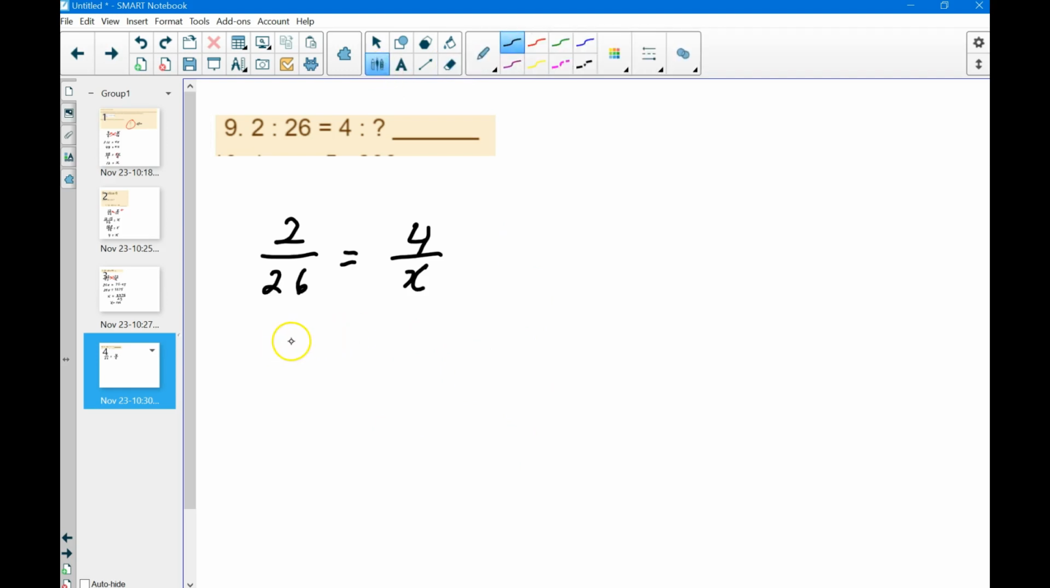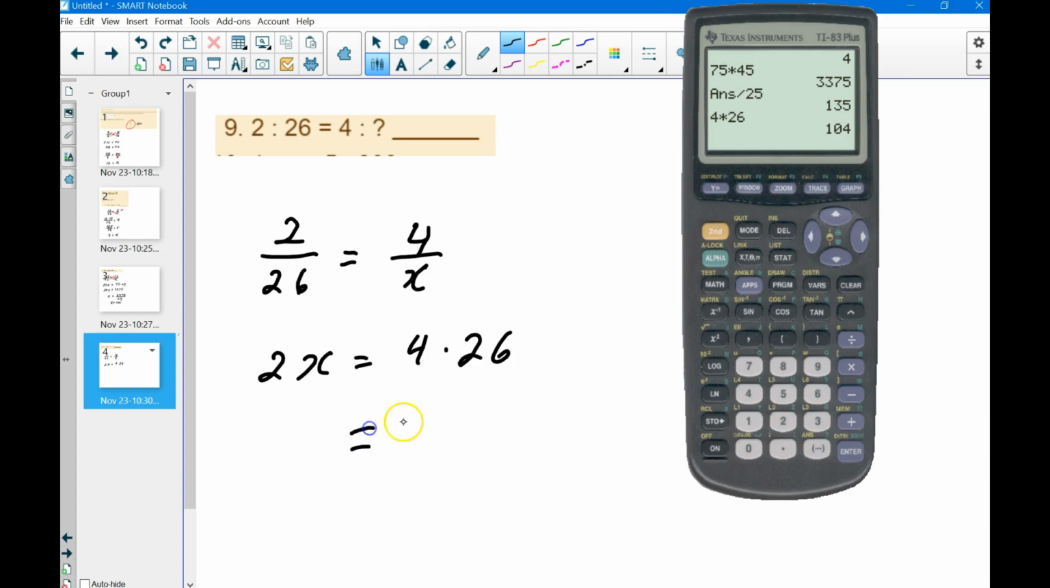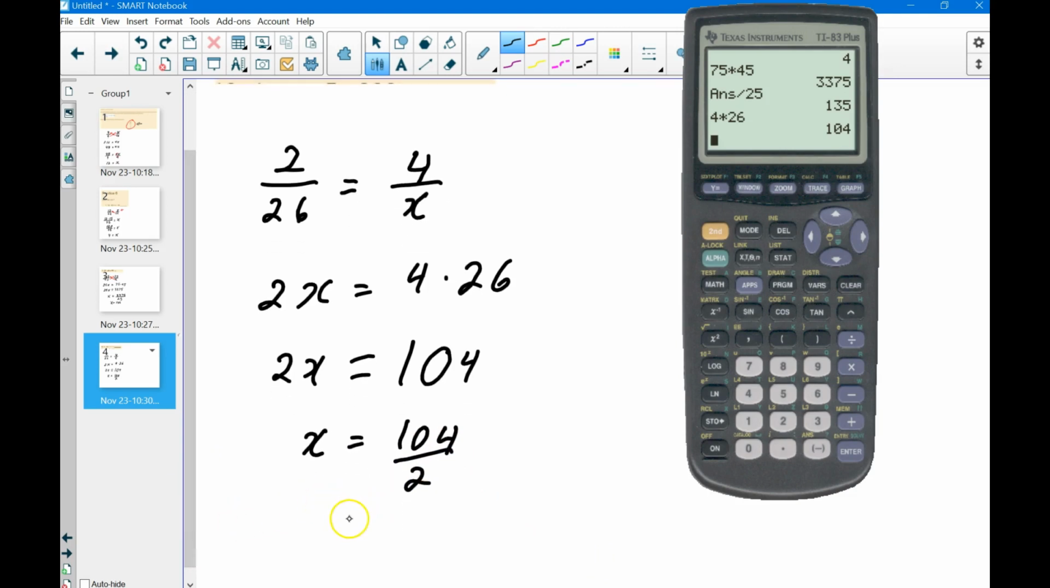So cross multiplying once more, we want to have 2 multiplied by the x and the 4 multiplied by 26. And 4 times 26, when I hurt my brain this morning, is 104. So 2x is equal to 104. And my x value is 104 divided by 2, which makes it 52.